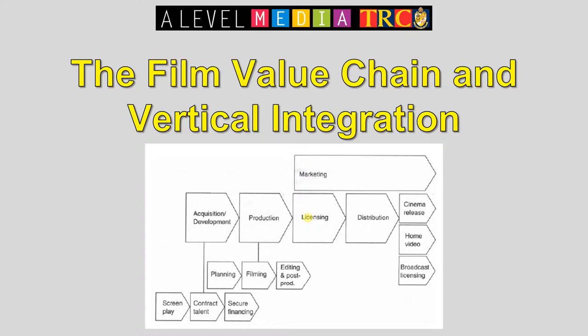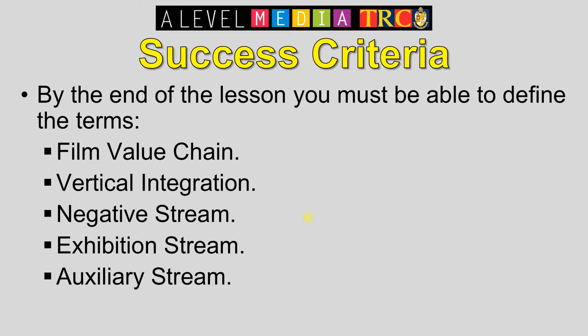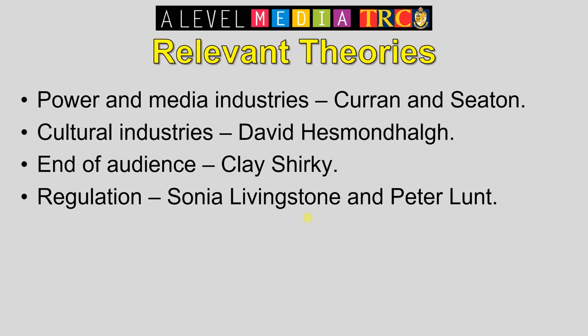Okay, so we're going to look at the film value chain, which is a more business-orientated term for vertical integration. And we're going to look at the different elements of the film production process, including negative, exhibition and auxiliary streams. This will relate to Power and Media Industries by Curran and Seaton, Cultural Industries by Hesmondhalgh, End of the Audience by Clay Shirky, and Regulation by Livingstone and Lunt.